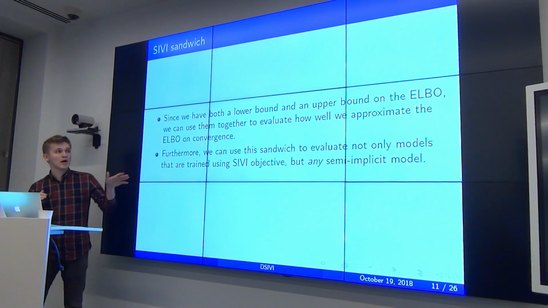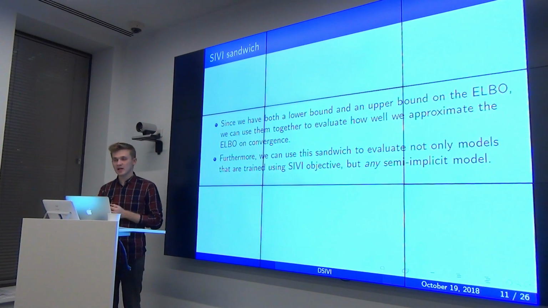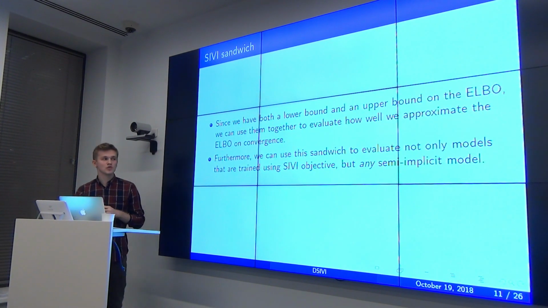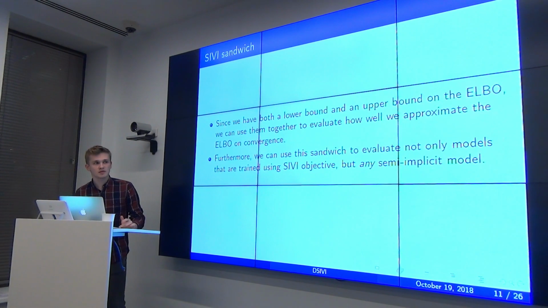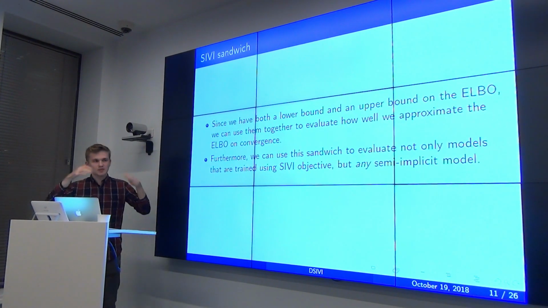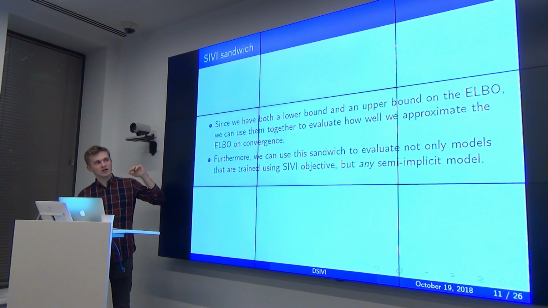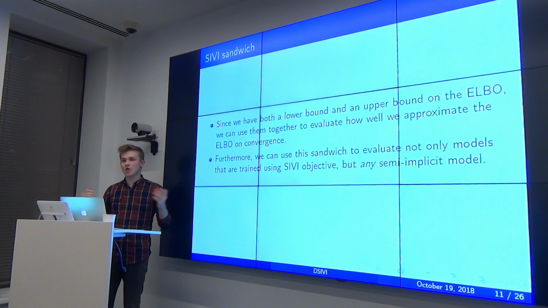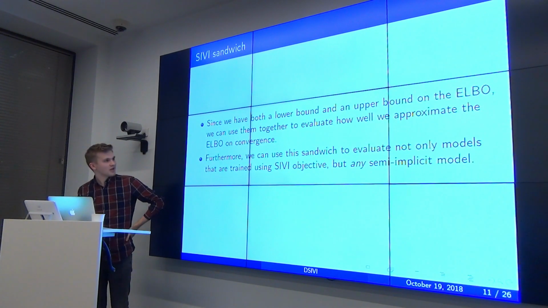So since we have both a lower bound and an upper bound on the ELBO, we can use them together to evaluate how well we approximate the ELBO on convergence or during training. Furthermore, we can use the sandwich to evaluate not only models that are trained using CV, but also any other models. For example, if we use semi-implicit distributions with some discriminator-based models, we get some approximate posterior. We can use the CV lower bound and CV upper bound to evaluate how well that approach works. That's quite nice, I guess.